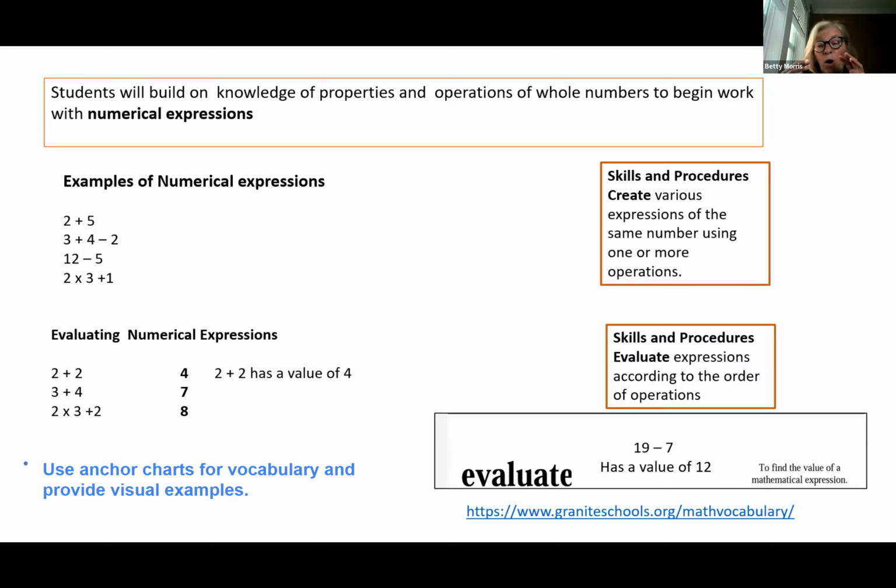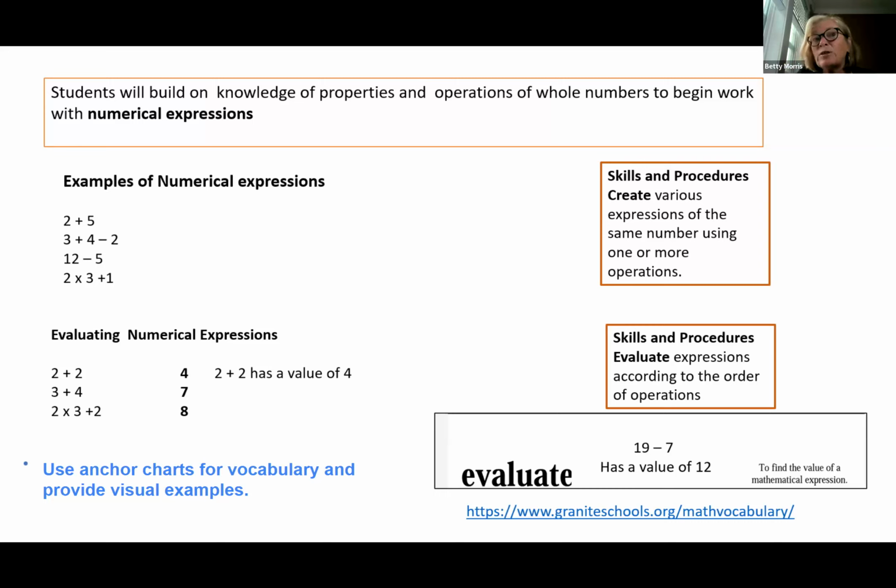Now, what I haven't got here, and you're going to have to work on, is creating these expressions, and reading them. So we can say 2 plus 5, create an expression for 3 plus 4, create an expression for 12 take away 5, and so on. And then this one, the last one, create an expression for 2 times 3 plus 1. So you have to be verbalizing them all the time. And there's going to be another way to say these expressions, but you have to verbalize all the time so that they can create them.